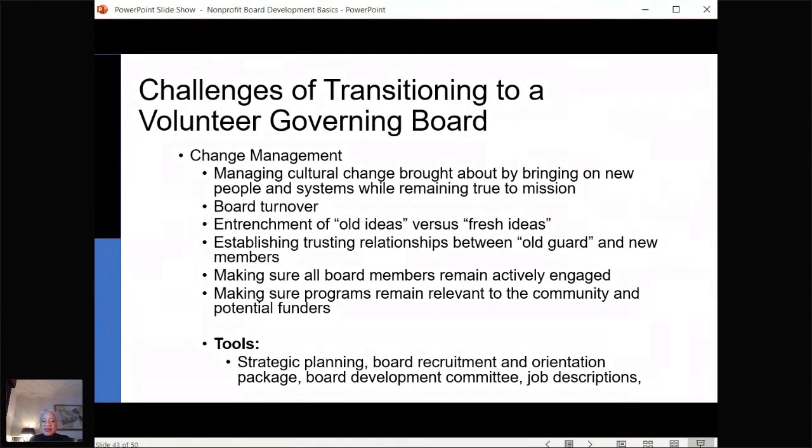So in this case, you want to do strategic planning, board recruitment and orientation, and make sure that you have a package that people can refer to as they're being oriented. And also this package of information should be something that they can keep with them and bring to meetings. And then you want to have a board development committee that is constantly developing people and creating an environment where there's a team environment. And then you want to have those job descriptions and you want to evaluate people's performance.